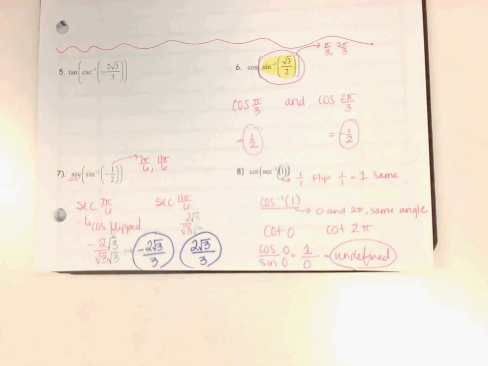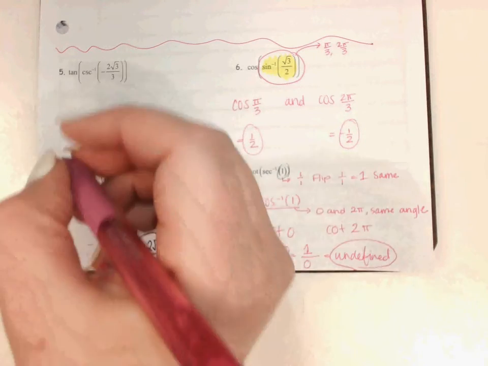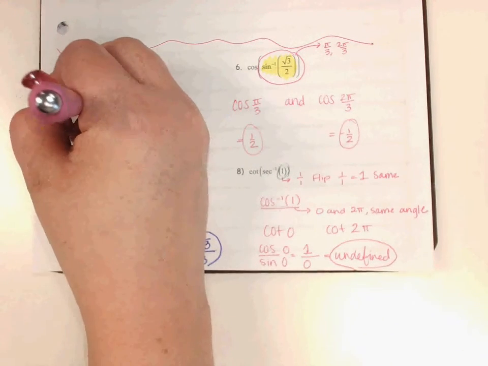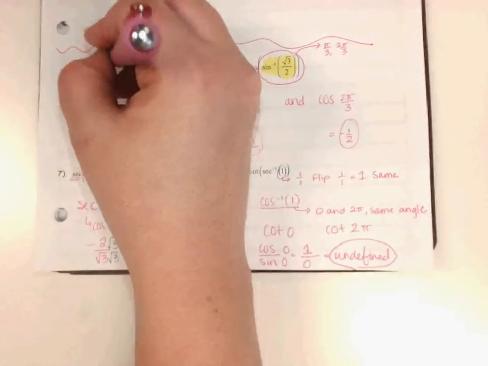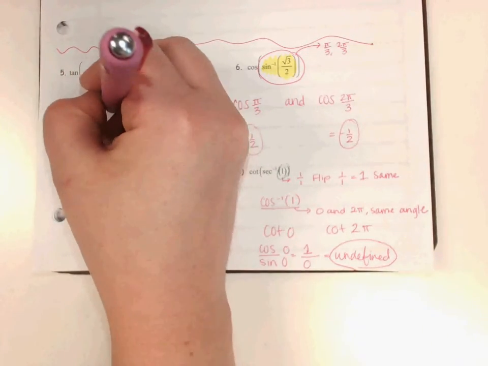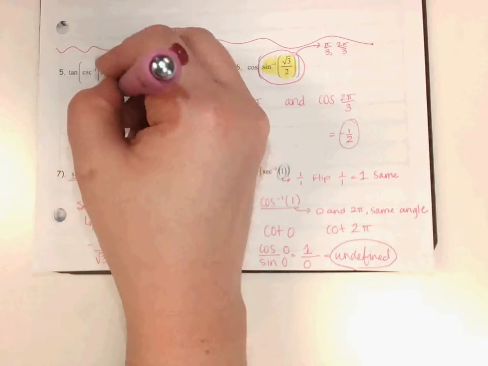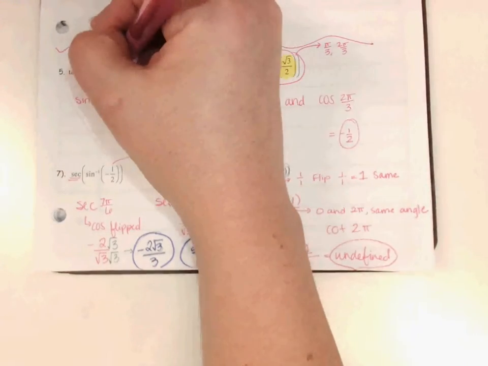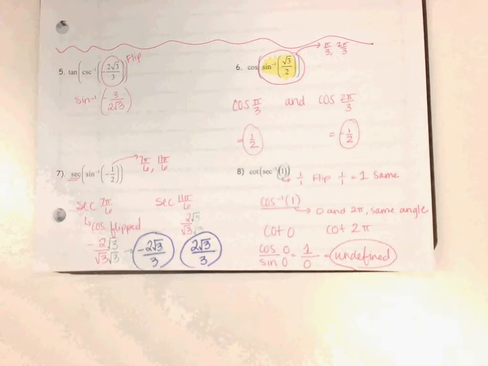Take a look at number 5. We want the inverse cosecant of negative 2 root 3 over 3. Cosecant is which one flipped? Inverse sine, but then I have to take my number and flip it. So it's going to be 3 over 2 root 3. Remember, you're flipping the number when it's an inverse.